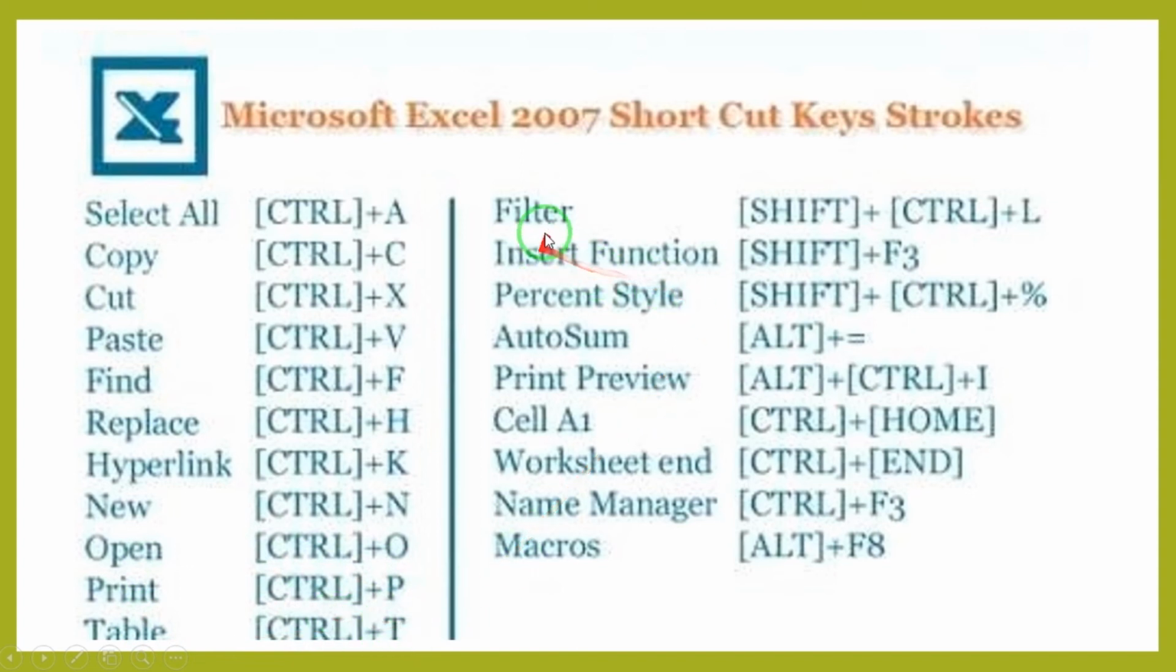T, and for filtering of Excel sheets we use the shortcut key Shift Ctrl L, and for insertion of functions like addition, subtraction, multiplication, Shift F3 is used. For percentage it is Shift plus Ctrl plus %, and for auto sum it is Alt plus equal to, and for print preview it is Alt plus Ctrl plus I.